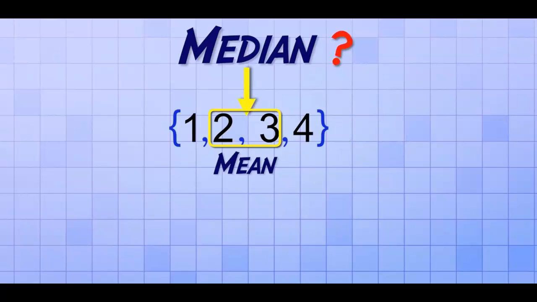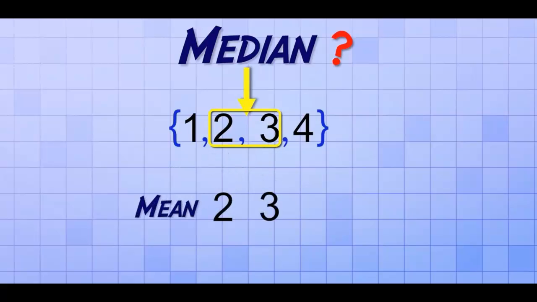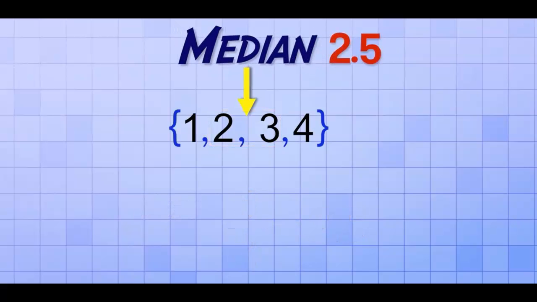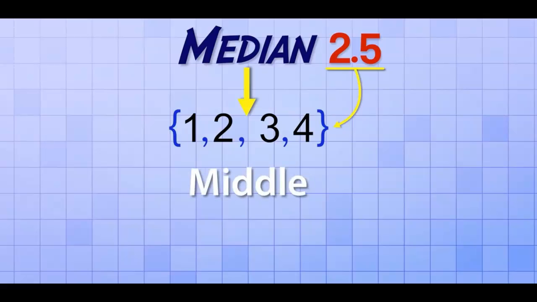For example, in the set 1, 2, 3, 4, we need to take the middle 2 numbers, 2 and 3, and find the mean of those numbers. We can do that by adding 2 and 3, and then dividing by 2. 2 plus 3 equals 5, and 5 divided by 2 is 2.5. So the median of the data set is 2.5. Even though the number 2.5 isn't actually a member of the data set, it's the median because it represents the middle of the data set and it splits the members into 2 equally sized groups.